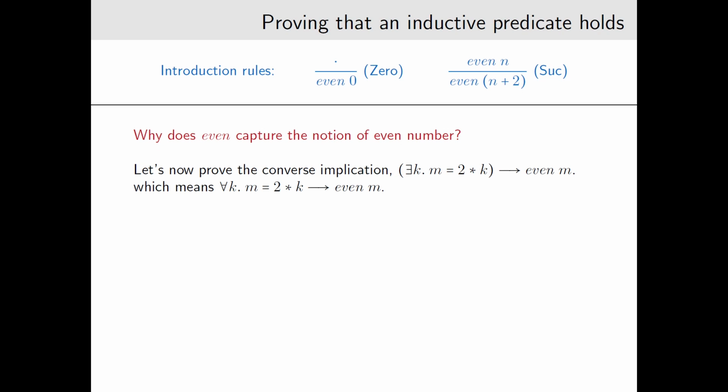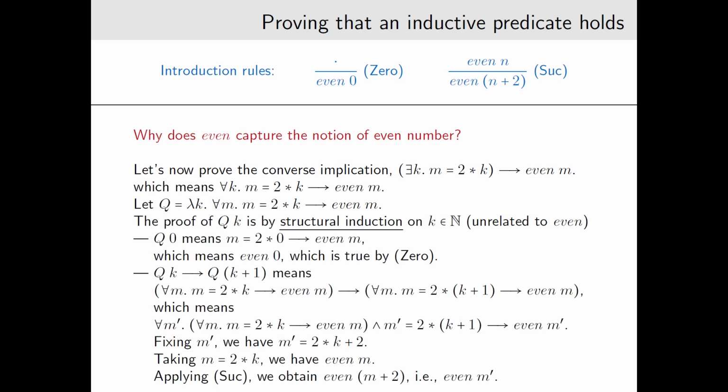Yeah. So how do we prove this? How do we prove that if for all k m equals 2 times k, then even holds? We need to appeal to something from the outside. This is the proof. This time we're going to do structural induction on k. So this is something that I haven't talked about, and this is the distinction that I want to make. There are different ways of inducting.